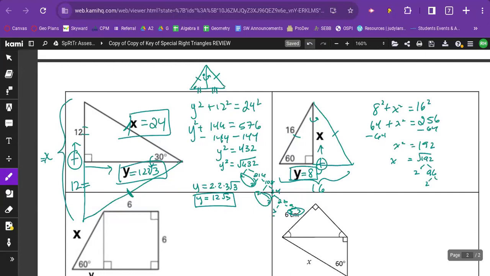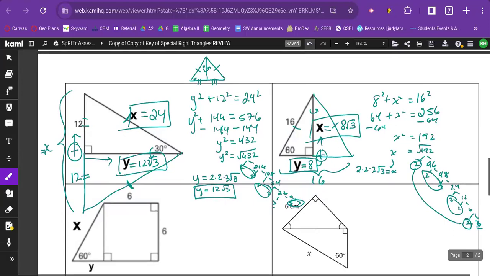96. 2 and 48. 2 and 24. 2 and 12. 2 and 6. So 1, 2 2s. Oh, sorry, just kidding. 2 and 3. Almost missed those ones. 3 2s. So that's 2 times 2 times 2, and then that lonely 3 is left inside, so root 3. So x is 8 root 3 when we simplify that down.